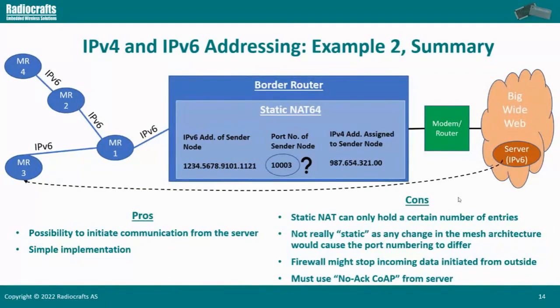So you always have to be aware of that and only use static NAT if you are sure that your nodes will not move, you'll not move them, and you will not build anything in your architecture which might change the numbering sequence of how the border router sees the child nodes.